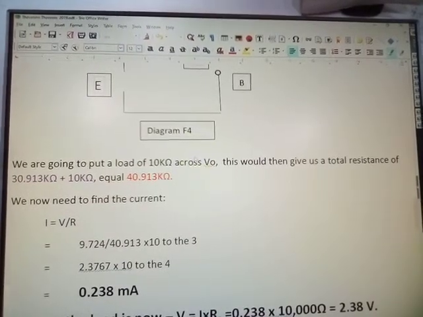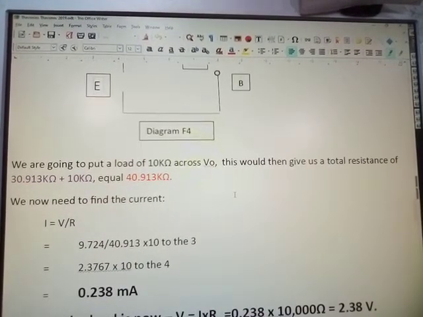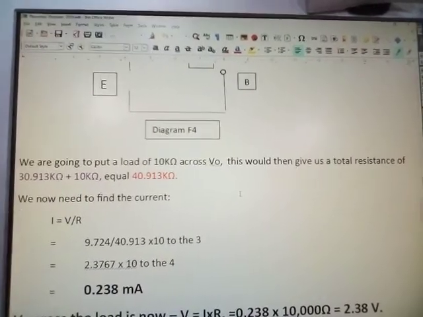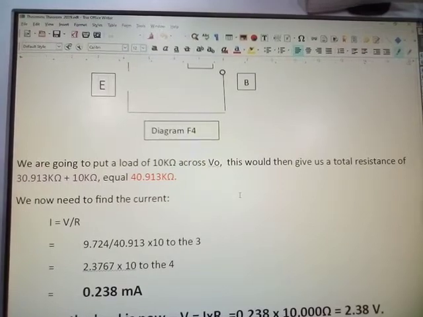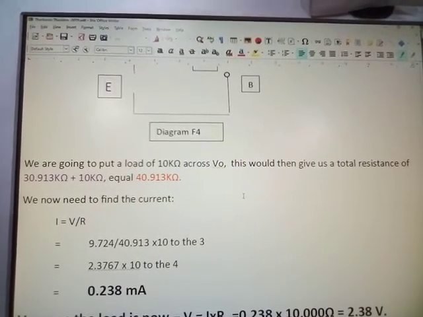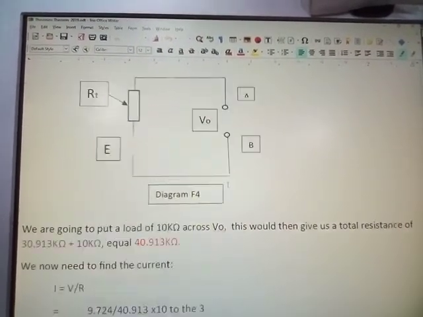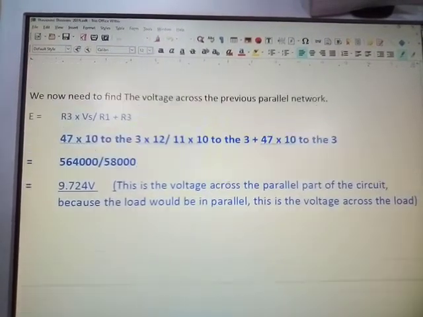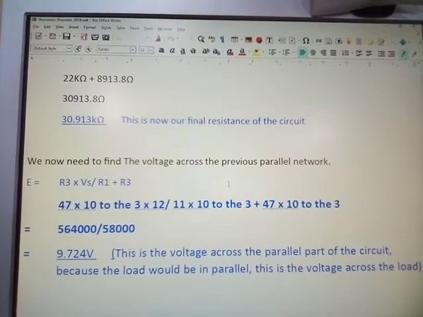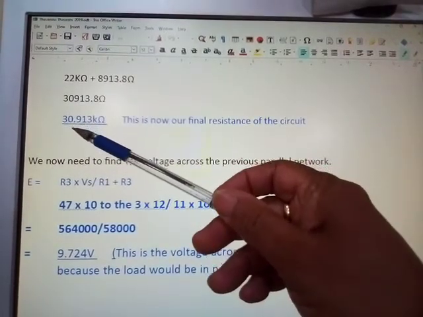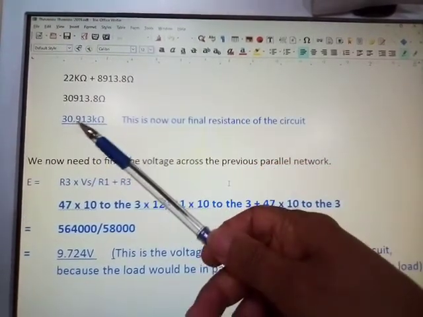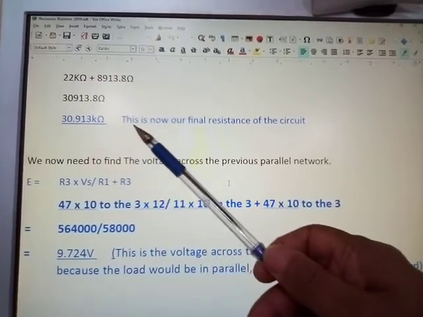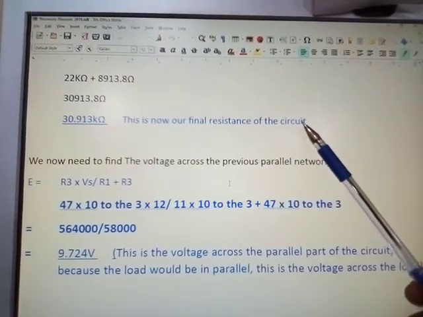Now we are going to put a load of 10k across V out. This would then give us a total resistance of 30.913, and look back at where we got 30913 from, and you'll see it came from, good question, it came from here. It didn't just appear by magic. I am not a magician. I may be many things, but I am not a magician.